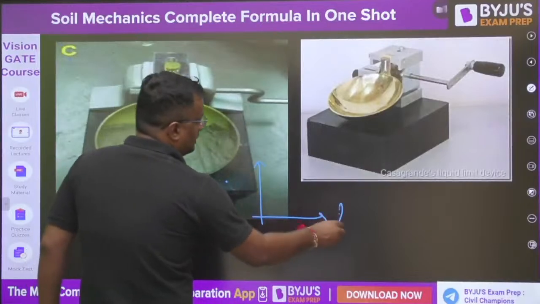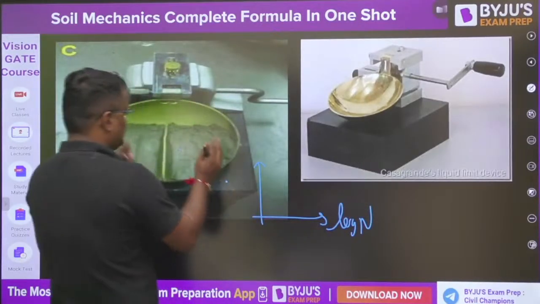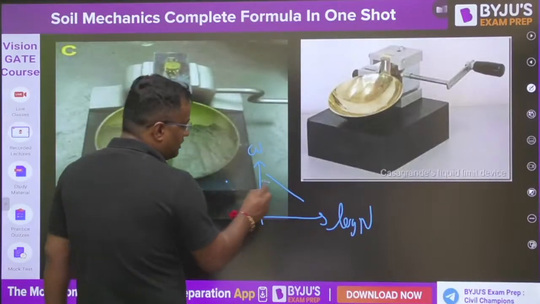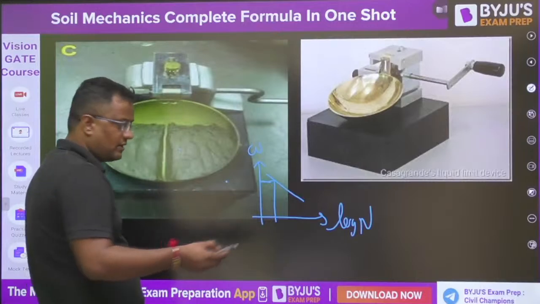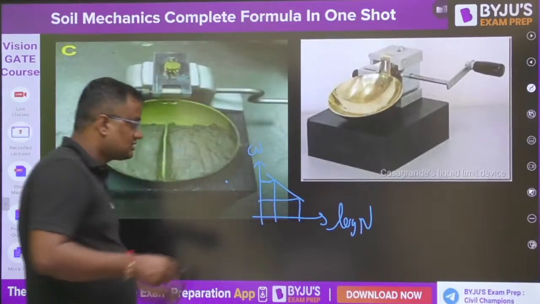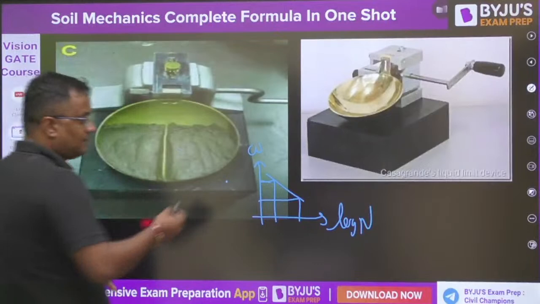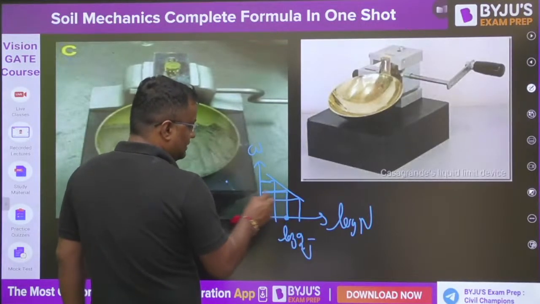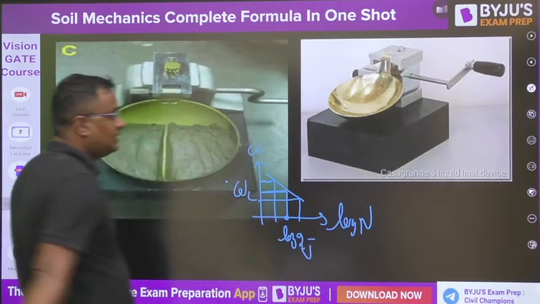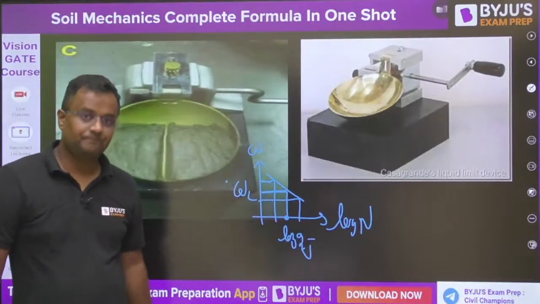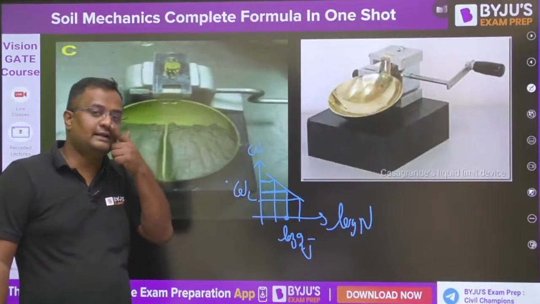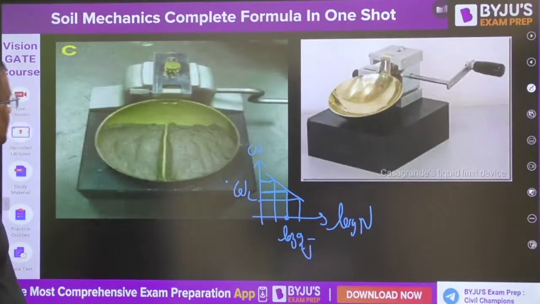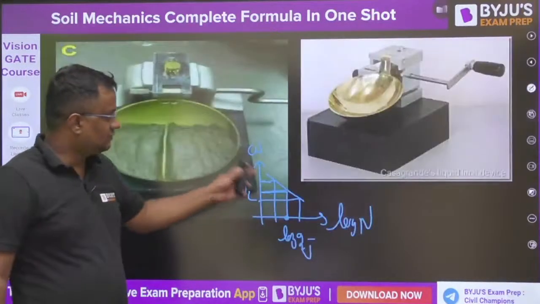So we make a graph. Here I put log n, the number of blows for joining, and here I put water content. This will of course be decreasing because with more water content, fewer blows will be required. With less water content, it is solid, and more blows are required. By plotting this graph, the value corresponding to 25 blows, whatever the water content is, is the liquid limit. This is the most common method of finding the liquid limit, although there are IS cone penetration method and 1-point formula also.